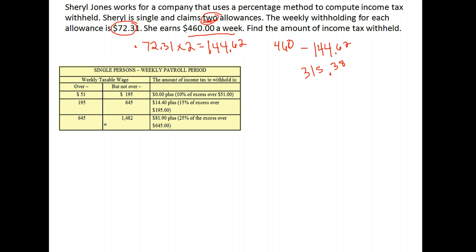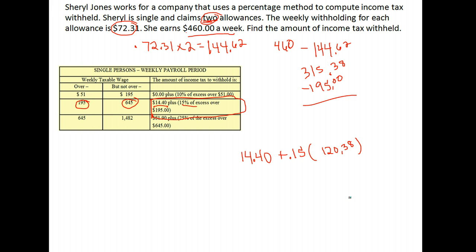Where does $315 fall on the table? Well, once again, it's between 195 and 645. So this is how her taxes will be taken out. She'll pay $14.40 plus 15% of the excess over 195. So 14.40 plus 0.15 times however much she was over 195. So we go back to her taxable wages and subtract $315.38 minus 195, and we get $120.38.